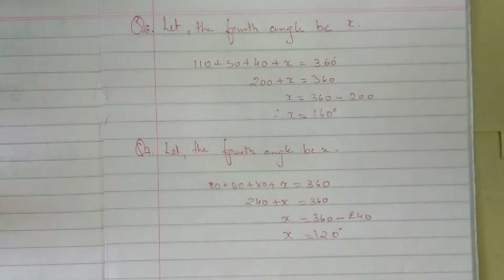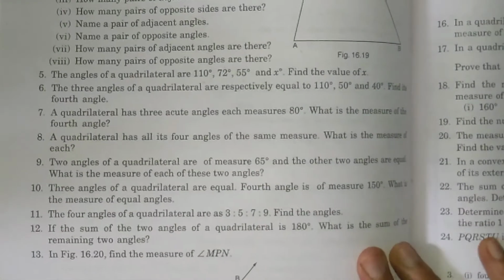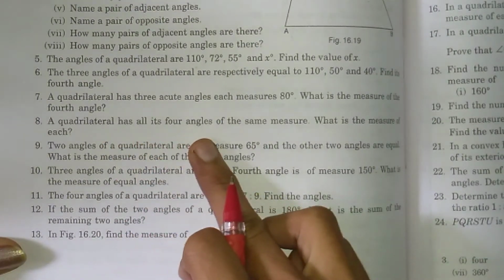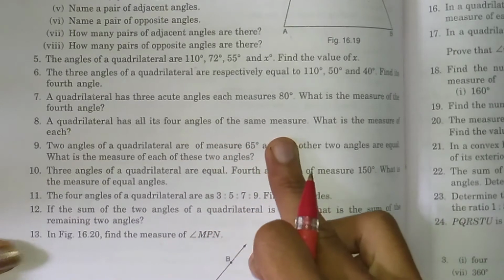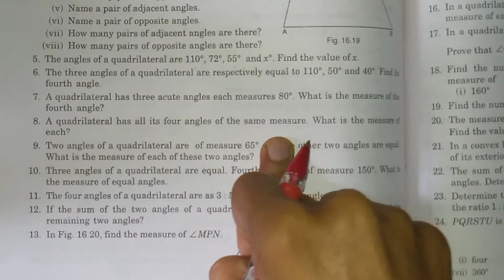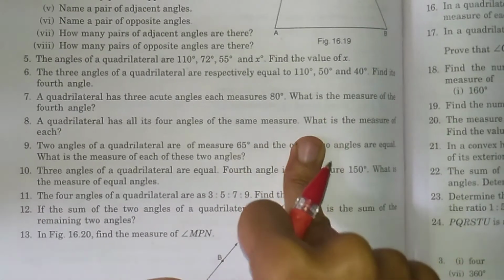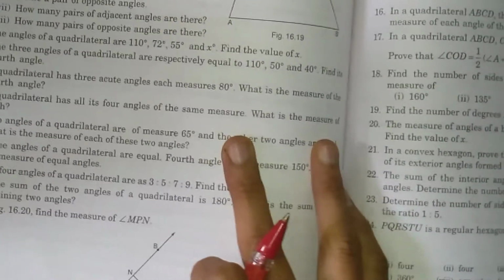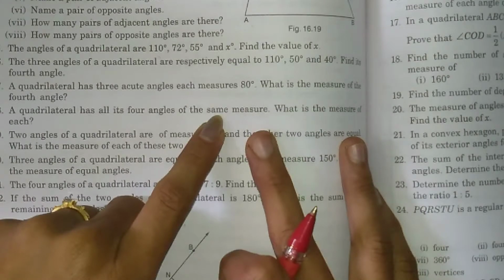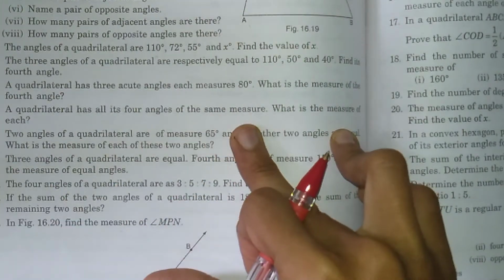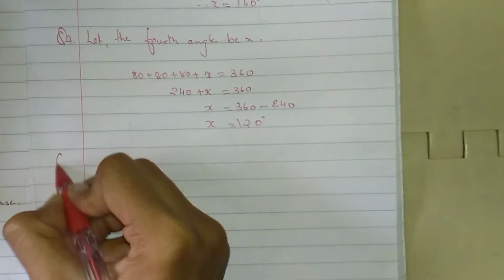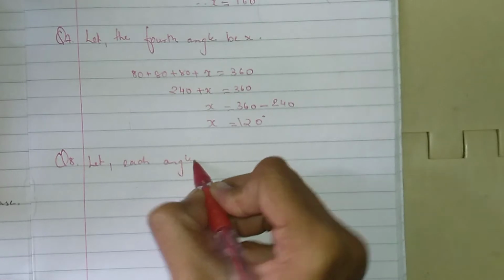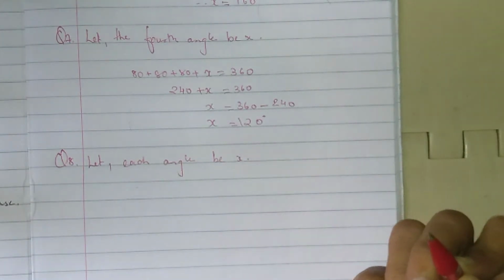Let us see question number 8. A quadrilateral has all its 4 angles of the same measure. They are all the same. What is the measure of each angle? Now we have to find that one angle. So let us suppose that each angle be x. The measure of each angle be x.